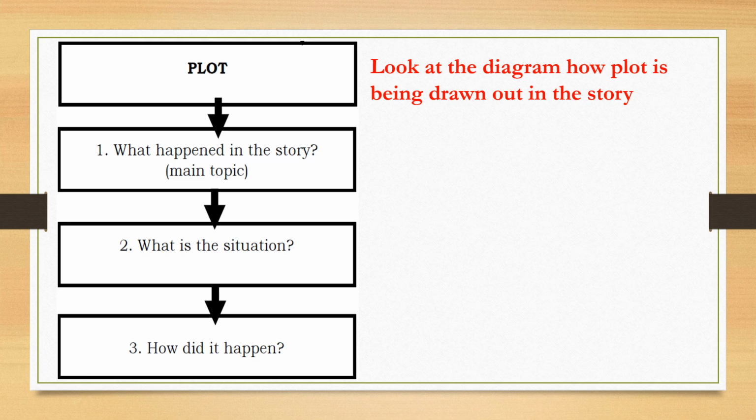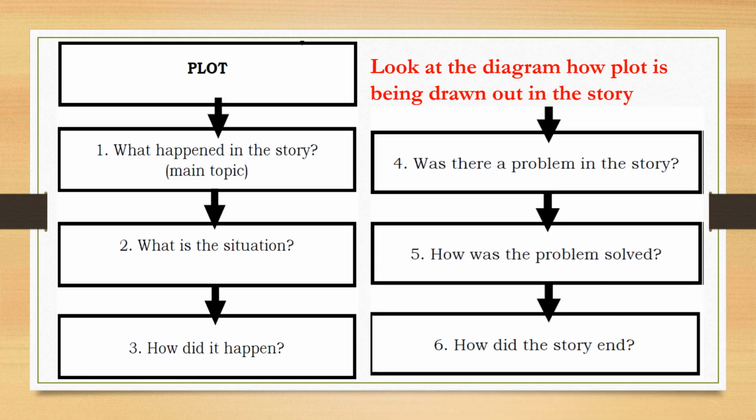And what is the situation of the characters, the encounters, and how did it happen? It clearly describes sequentially. Was there a problem in the story that made the life of the main character difficult? How was the problem solved and overcome by the character? And how did it end? The story may usually end well and gives the readers a beautiful impression.